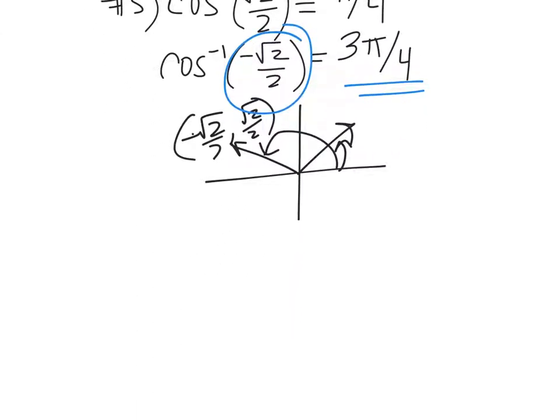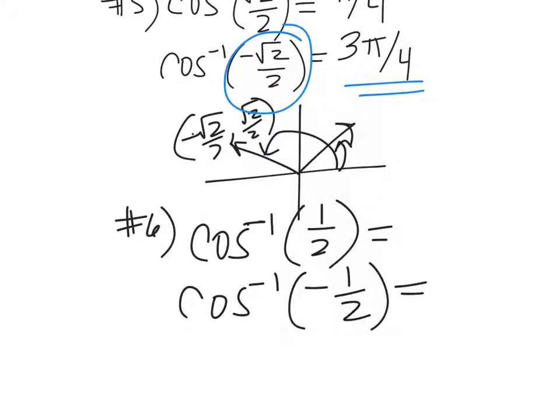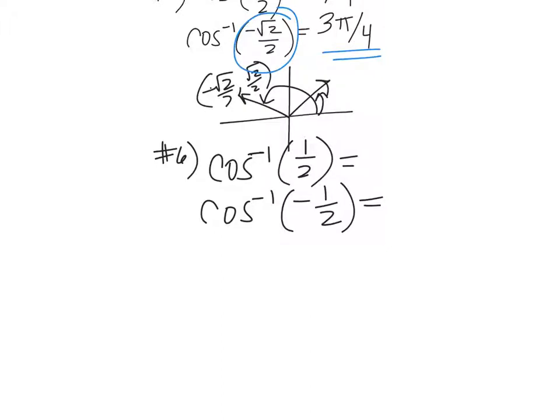All right, you want to try? You try this one all by yourself. Cosine inverse of 1/2 and cosine inverse of negative 1/2. Try this on your own. Let's see if you understand this lesson a little bit. See if you can get those. We're doing all of these by hand, by the way. No calculator.